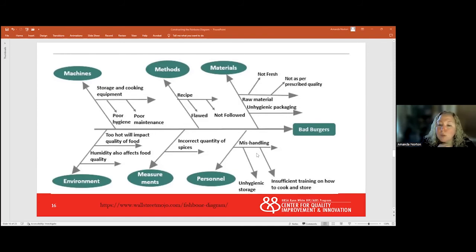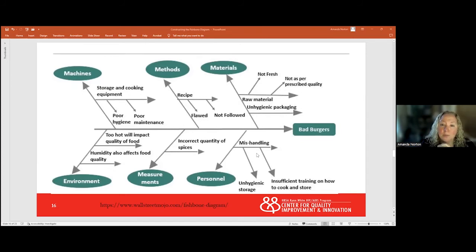Measurements. So incorrect quantity of spices. That could be the measurement of how we're preparing these, and those quantities are not correct. Environment. Too hot. So we cooked it too hot and it impacted the quality of the food, and the humidity was also affecting the quality of the food. To me, when I think of environment, I think of going to McDonald's and the burgers lay out forever. And so the environment is influencing the quality and you get a bad burger. Machines, so the storage and the cooking equipment. So poor hygiene or poor maintenance of the machines, the grills that are physically making the burgers.